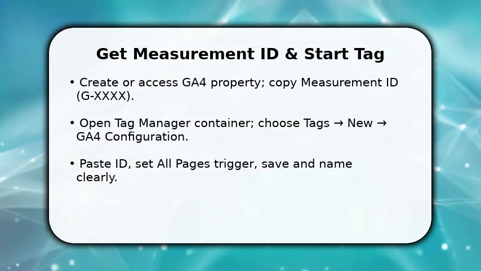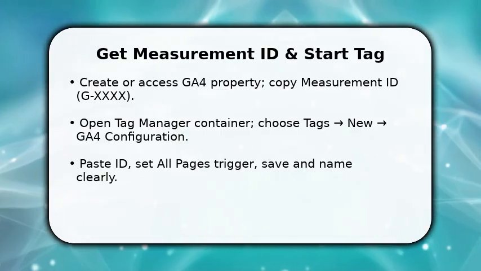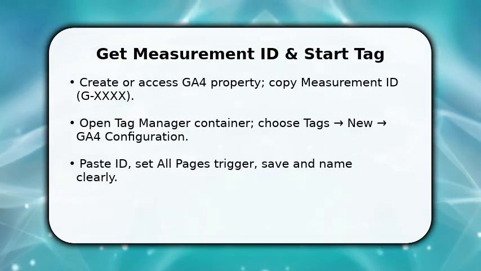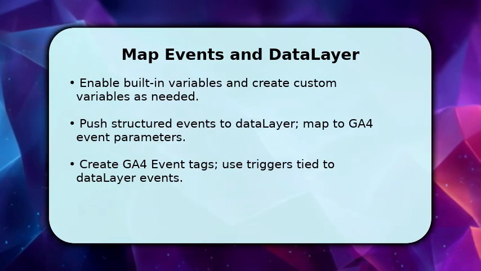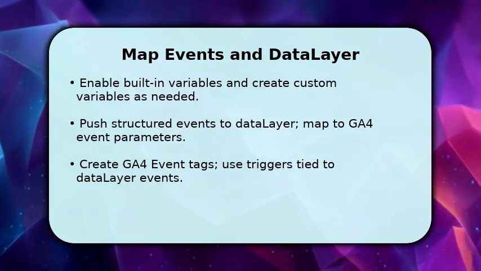Save with a clear name indicating environment and property. This helps later when you have multiple containers or properties. Now you'll map the actual data you want to track and wire events to analytics.